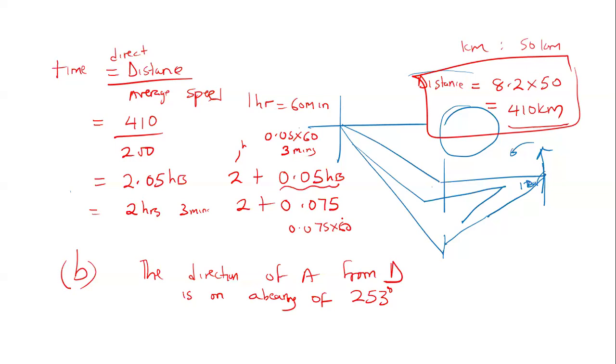0.075 times 60. You end up with 4.5. Now, 4.5, you approximate it to 5. So here you will say 2 hours and 5 minutes.